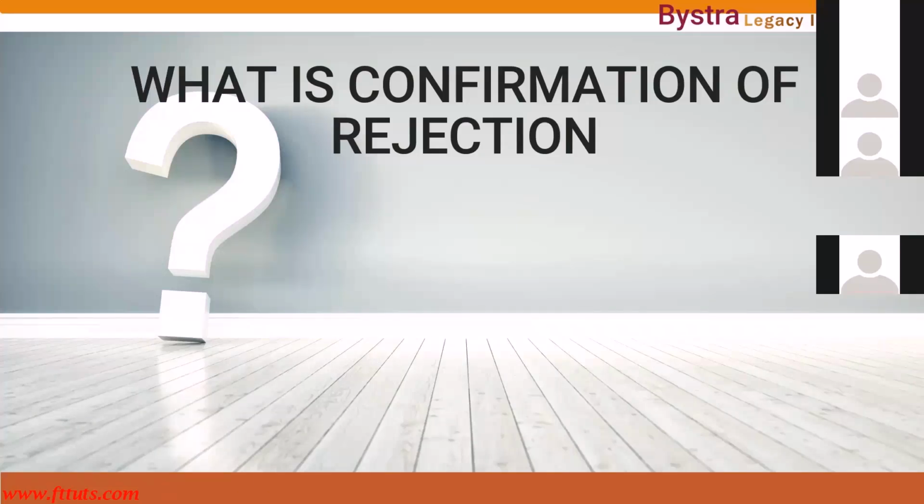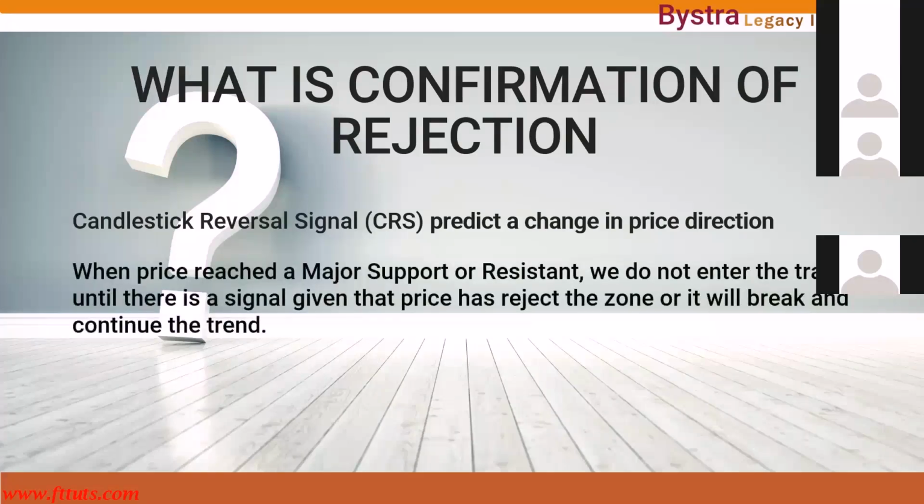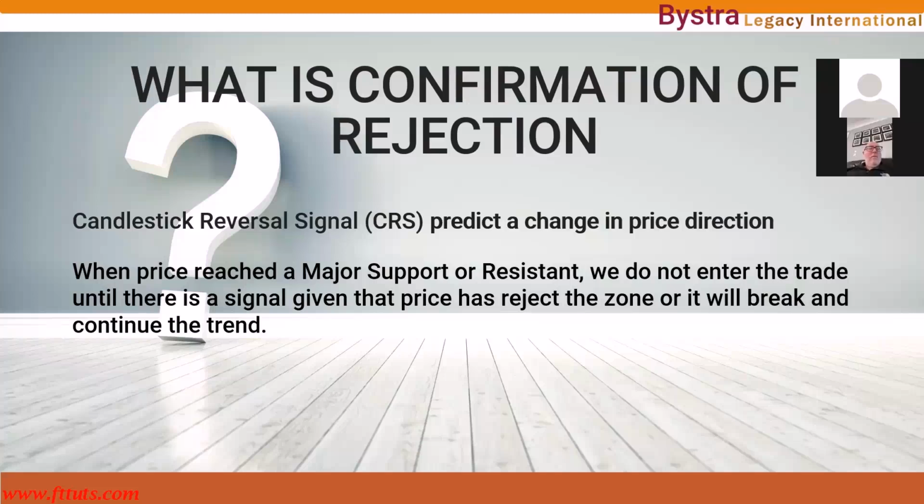Once we have the daily time frame, we mark it. Then we can see that price comes into the zone. And how do we identify the COR, confirmation of rejection? We will use the candlestick reversal signal as our price direction, because it is important that when price has reached the major support and resistance, which we refer to as the monthly and the weekly time frame for danger SNR, until there is a rejection, which we identify using the candlestick reversal signal, then only we will find a setup.